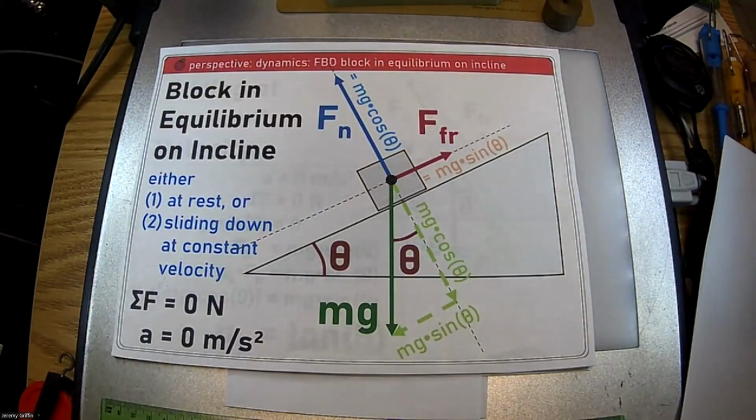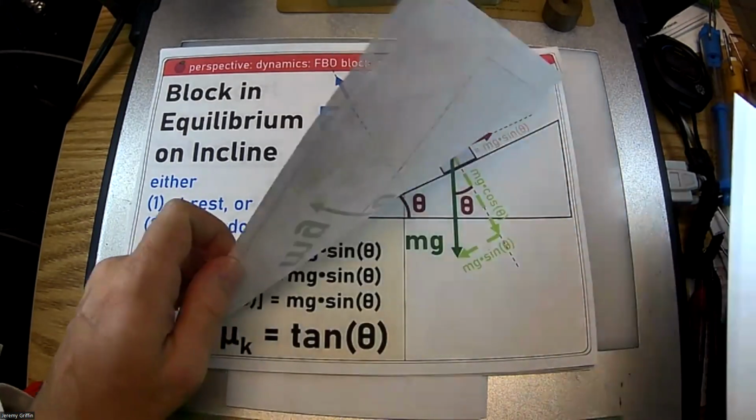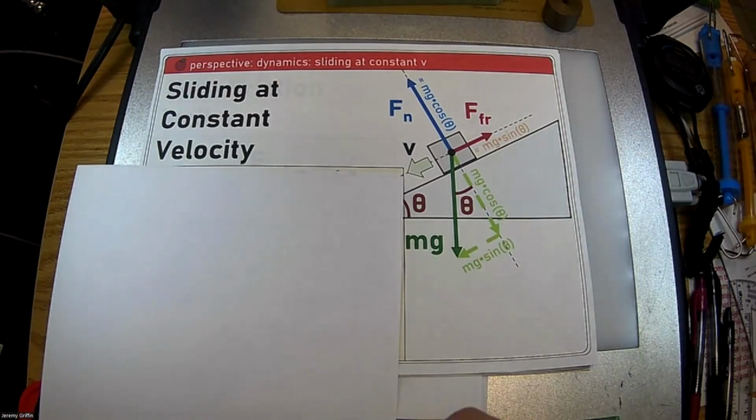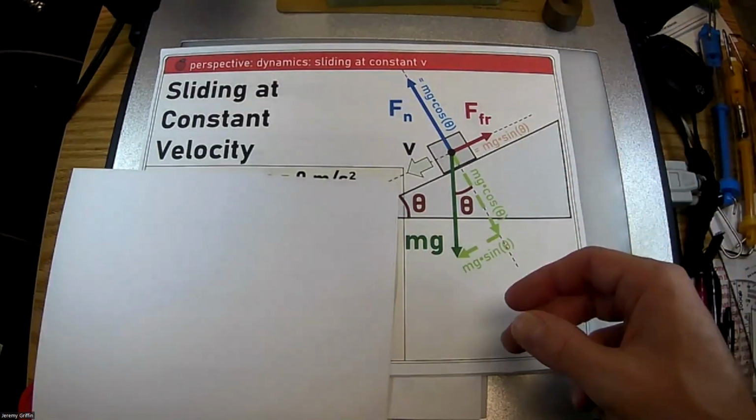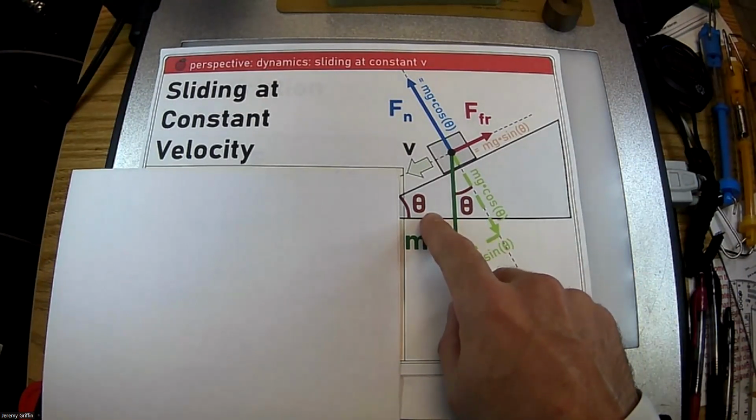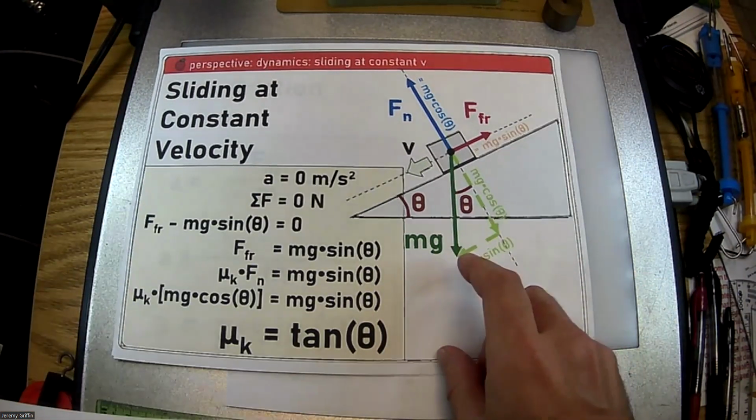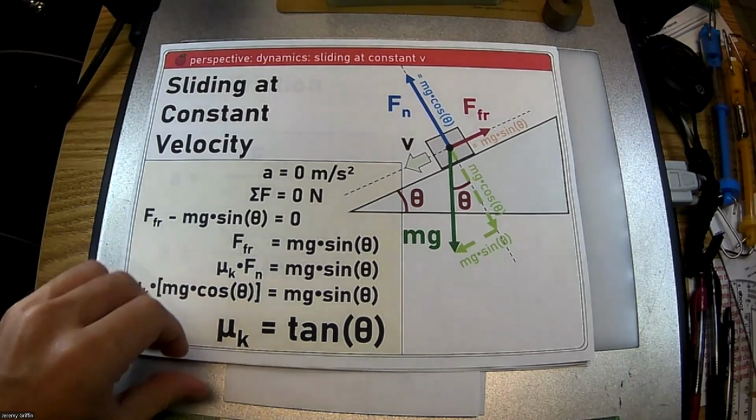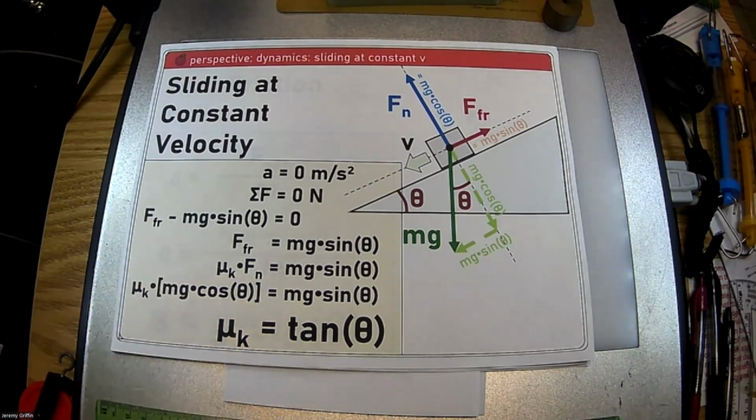Could you guys draw that from scratch? Could you take that and tell me, suppose it was sliding down at constant velocity, which would be a type of equilibrium, what is the coefficient of friction based on this angle? Could you figure out all those steps and figure out, oh, well, it's the tangent of the angle? This should be something you should be able to do. That could be an FRQ right there. Okay, let's figure that out.